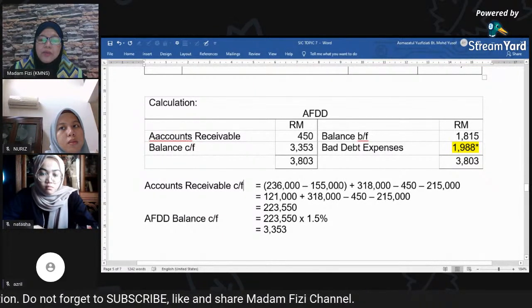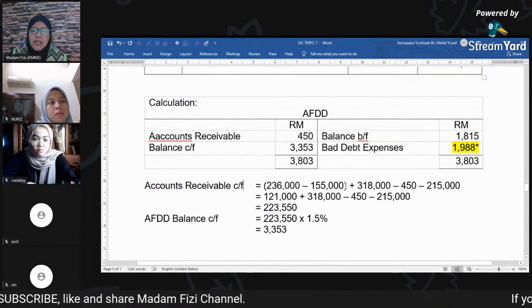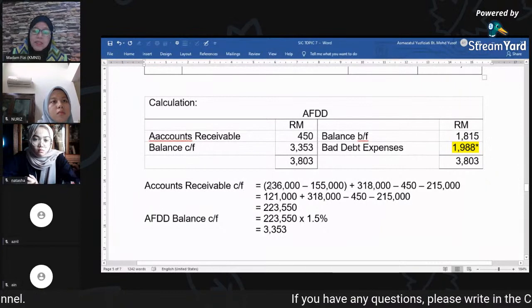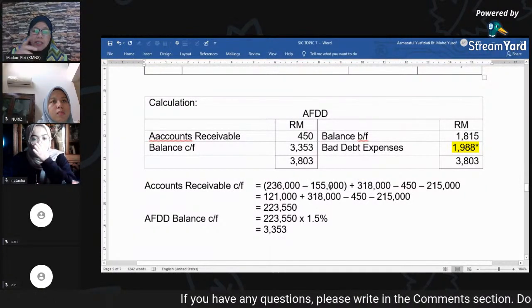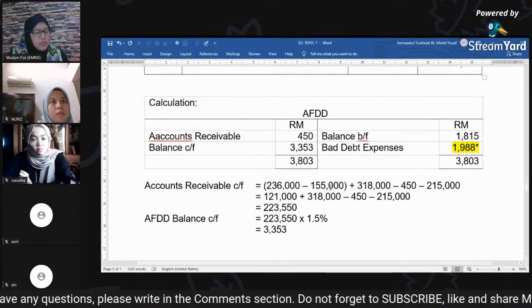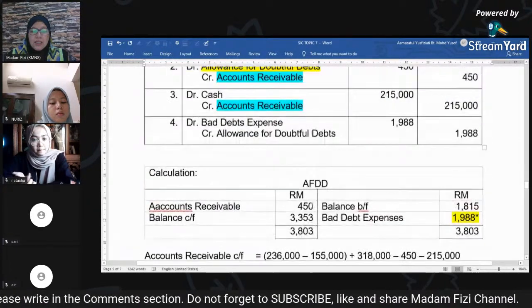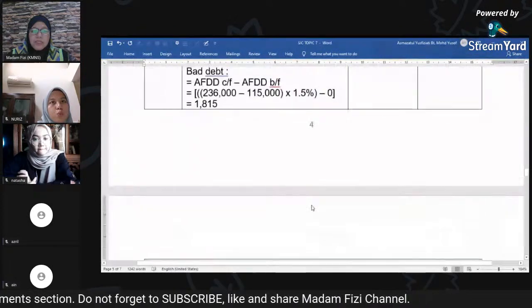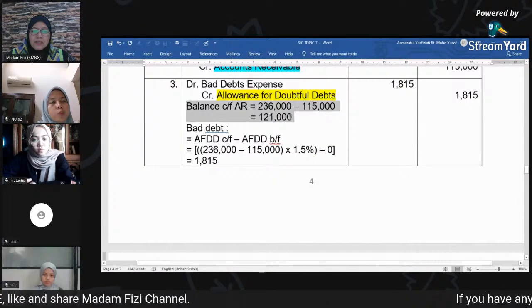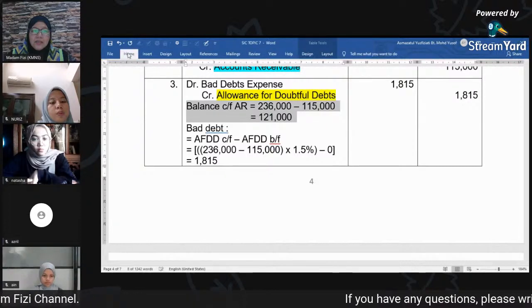So the calculation: 236,000 minus 155,000 ni yang mana? Ini adalah balance brought forward. Mana kita dapat amount balance brought forward ni? Daripada 2016. Okay, kita tengok balik 2016 sekejap. Macam mana dapat tadi 2016? Yang ni. Kan? Okay.